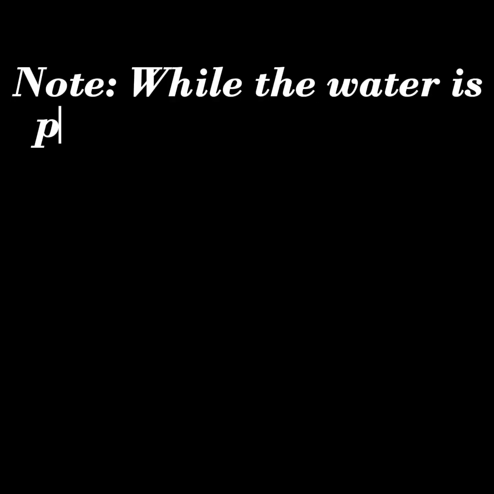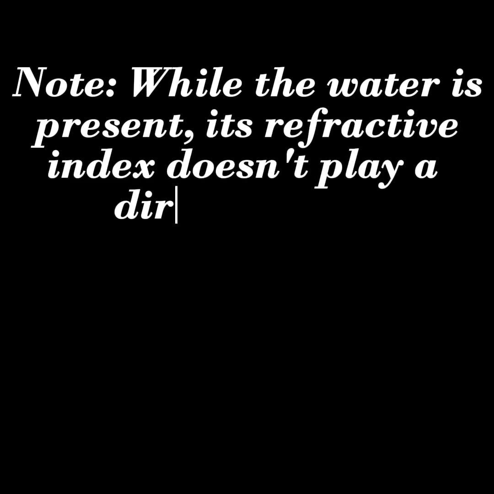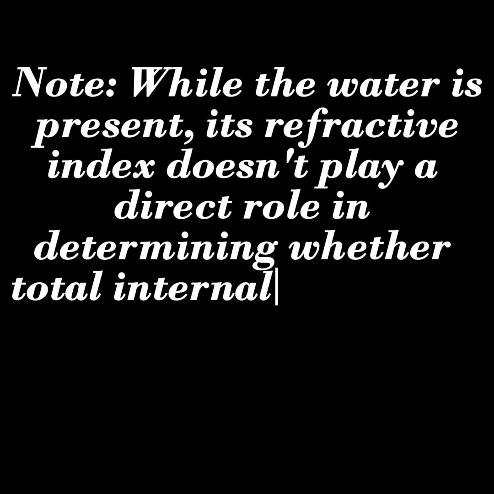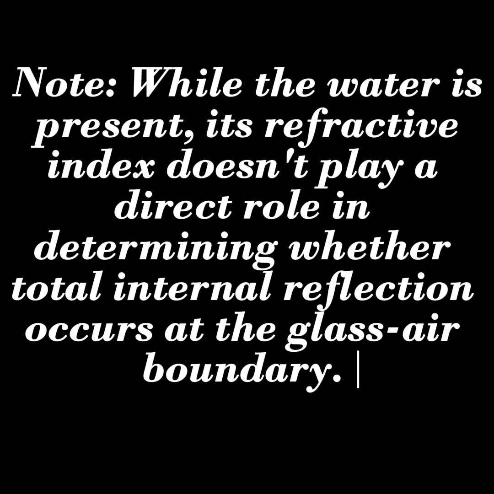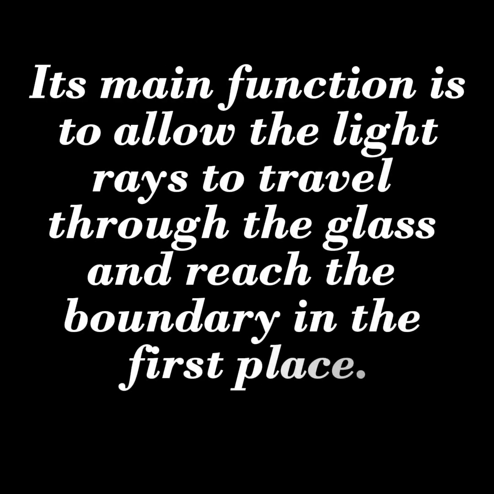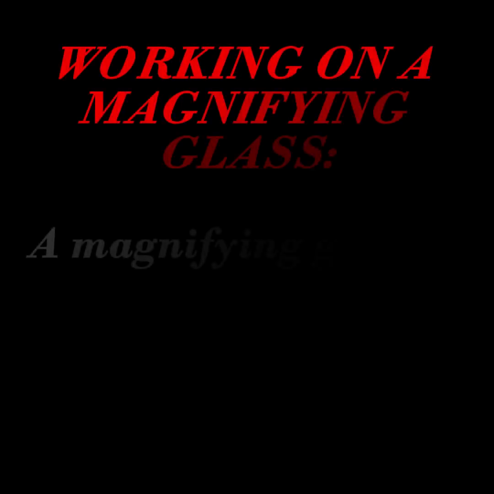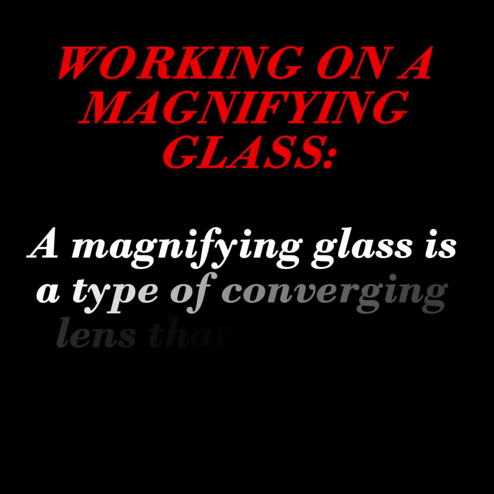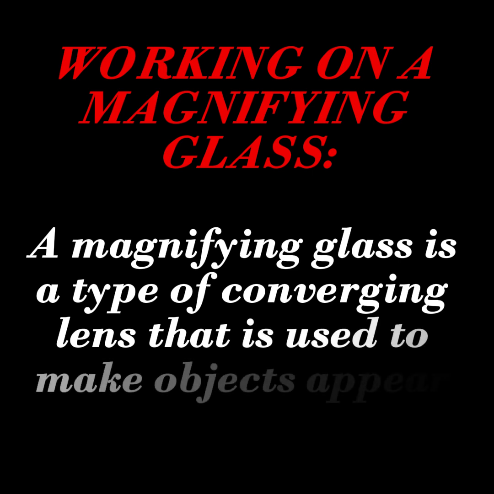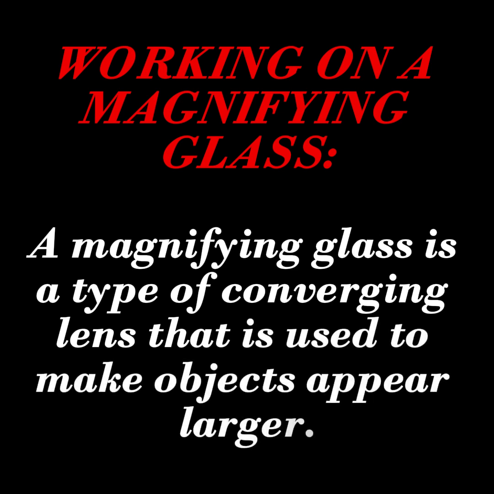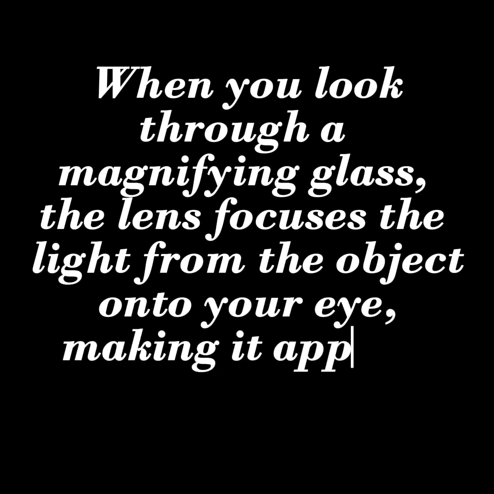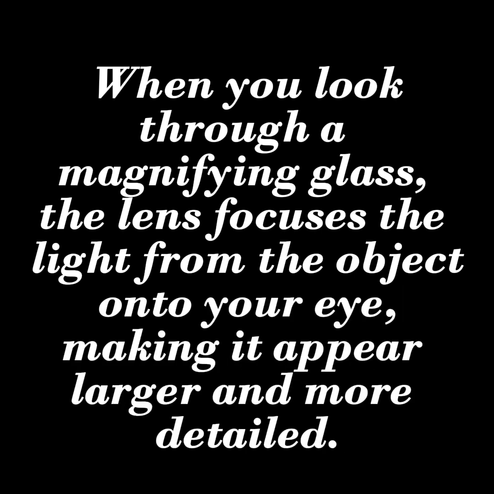Note, while the water is present, its refractive index doesn't play a direct role in determining whether total internal reflection occurs at the glass-air boundary. Its main function is to allow the light rays to travel through the glass and reach the boundary in the first place. Working of a magnifying glass. A magnifying glass is a type of converging lens that is used to make objects appear larger. When you look through a magnifying glass, the lens focuses the light from the object onto your eye, making it appear larger and more detailed.